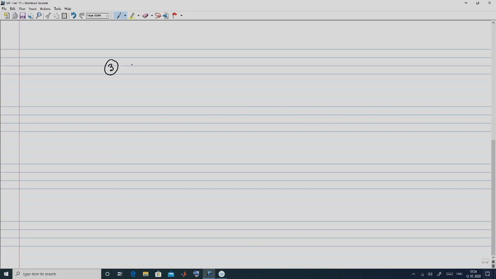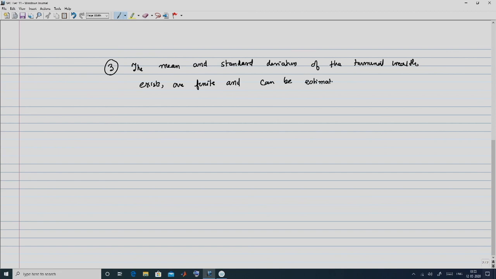The third assumption is that the mean and standard deviation. So since we have said that the mean and standard deviations will be the driver of the decision, accordingly, this mean and standard deviation of the terminal wealth exists, are finite and can be estimated, which is the reason why you can make an investment decision based on these estimations.